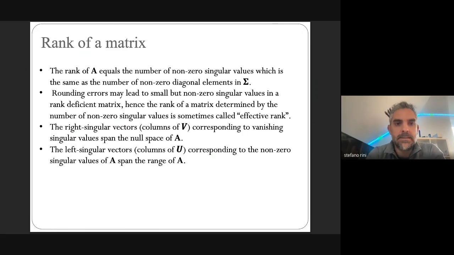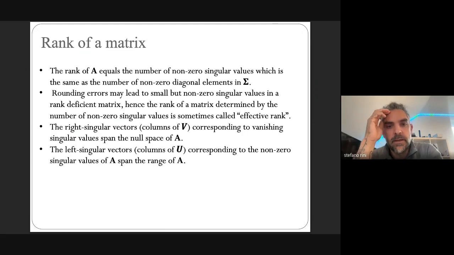The rank of A equals the number of non-zero singular values, which is the same as the number of non-zero diagonal entries of sigma. Rounding errors might lead to small but non-zero singular values in a rank-deficient matrix. Hence, the rank of a matrix determined by the number of non-zero singular values is sometimes called the effective rank. If somebody talks about an effective rank, it means that they chose a certain threshold for numerical stability, and said any singular value less than 10 to the minus 3 is going to create numerical problems, so I'm going to call that the effective rank.